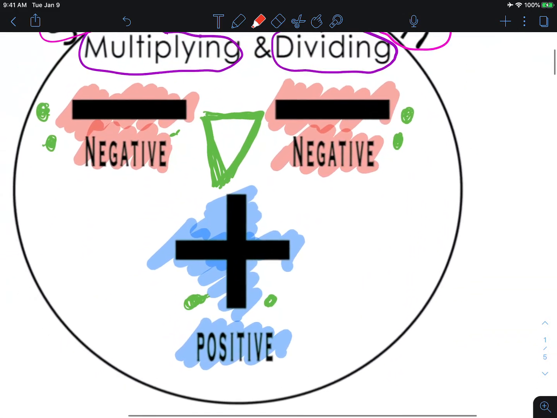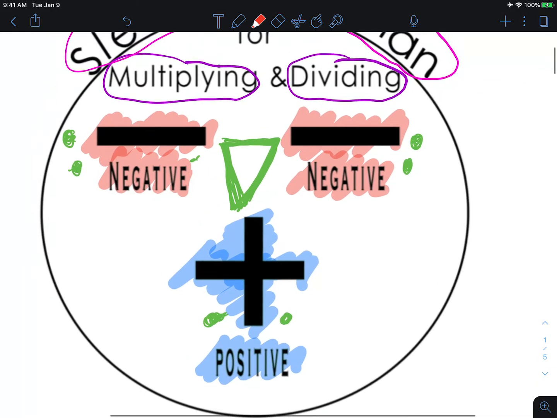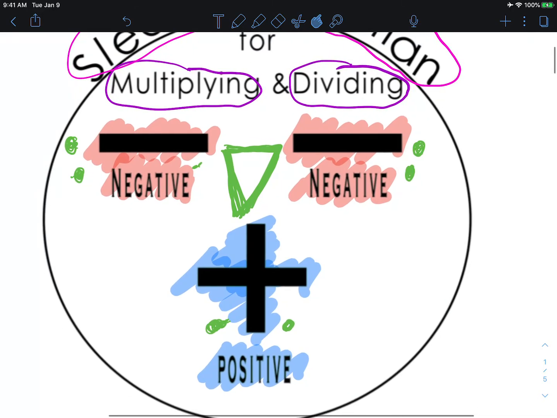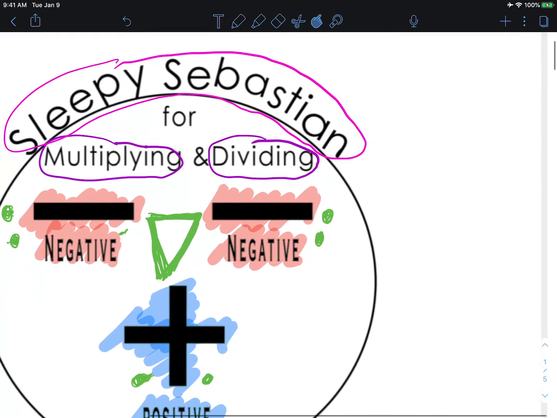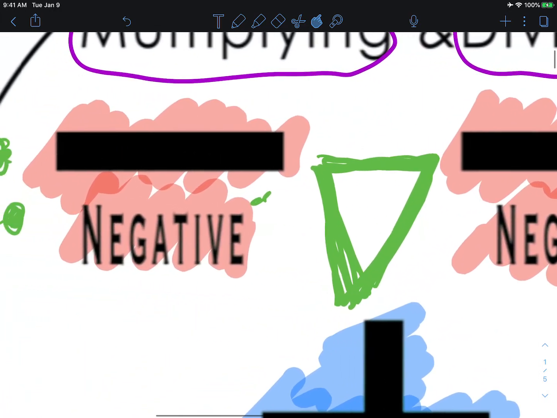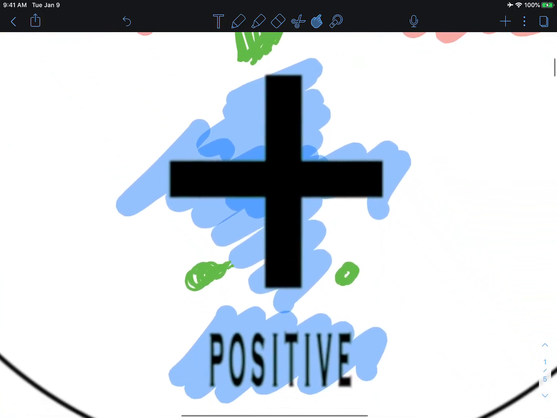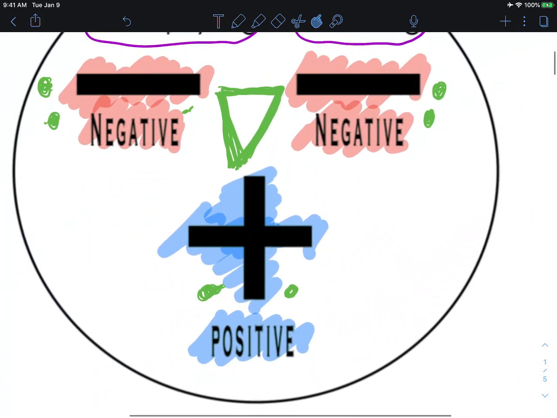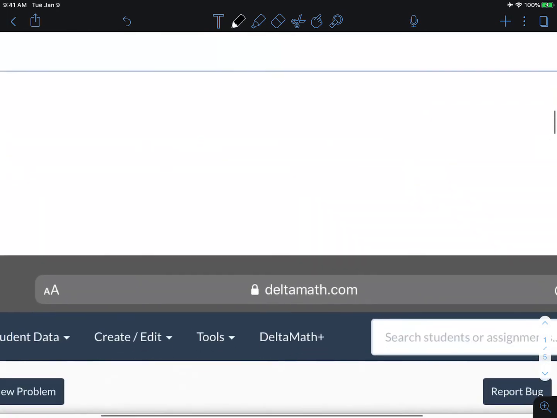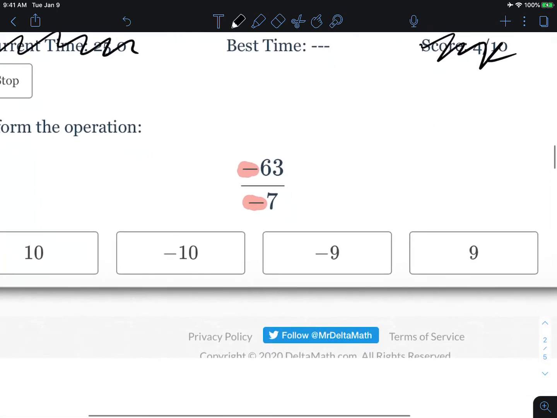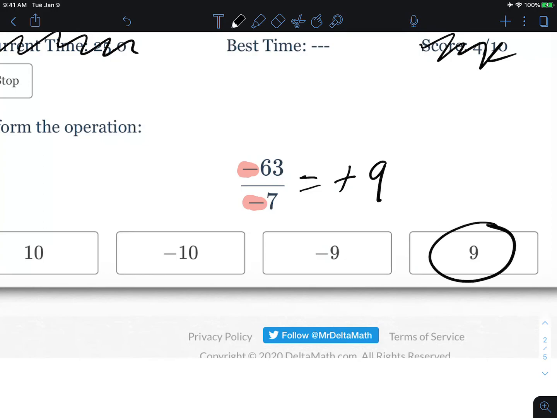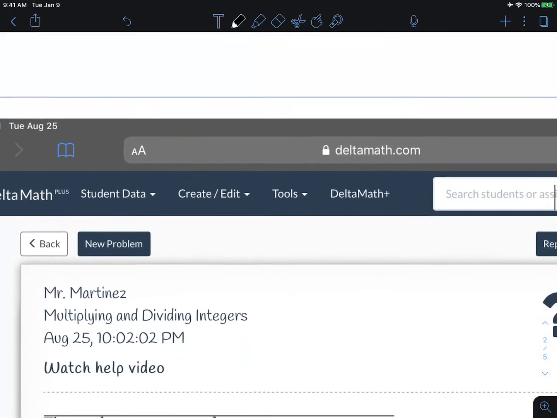So what do we get here? Red divided by red, right? Negative divided by negative is a positive. Exactly. So this is going to be a positive. 63 divided by 7 is 9. So that's the solution right there. Positive 9, right?